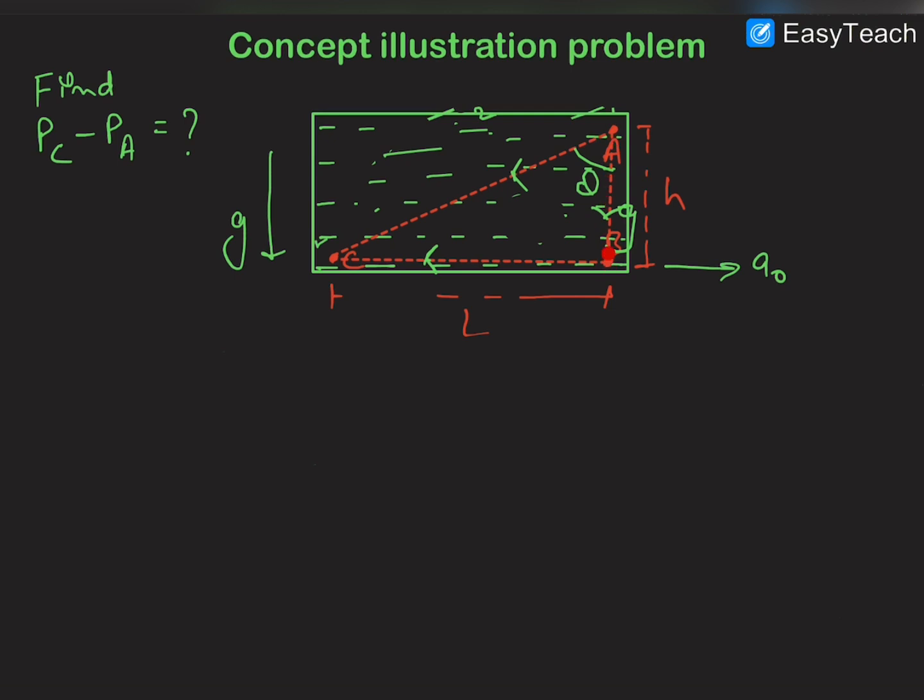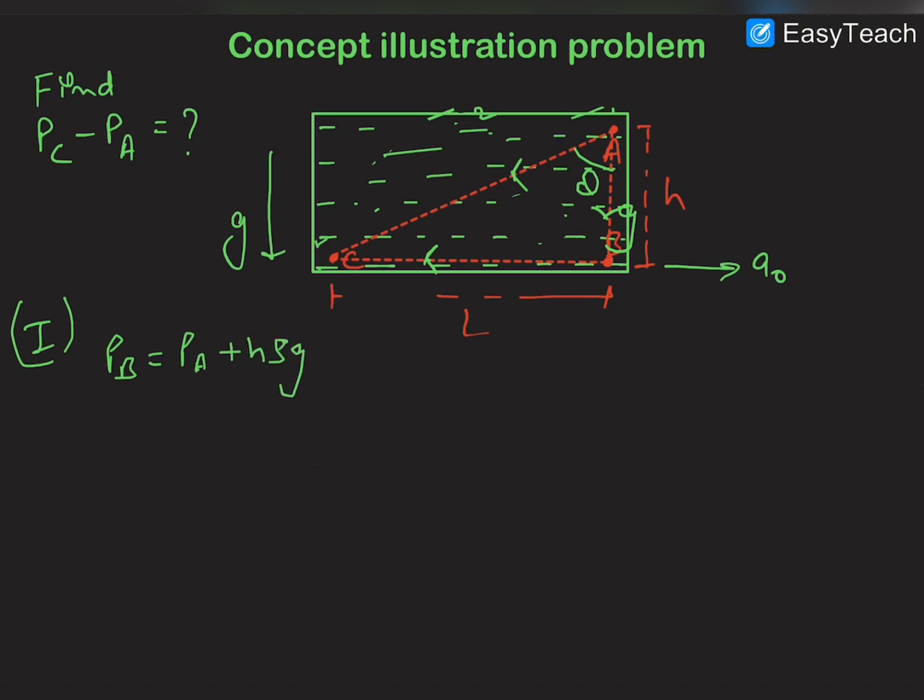This distance between A and B is h, and this distance between B and C is L. So we have to find out the value of PC minus PA. First of all, we'll do this question in two ways. By method 1, you can see that if we move from A to B, we are moving in the direction of mg, gravity. So the pressure at B will be greater than the pressure at A. So pressure at B will be equal to PA plus h rho g.